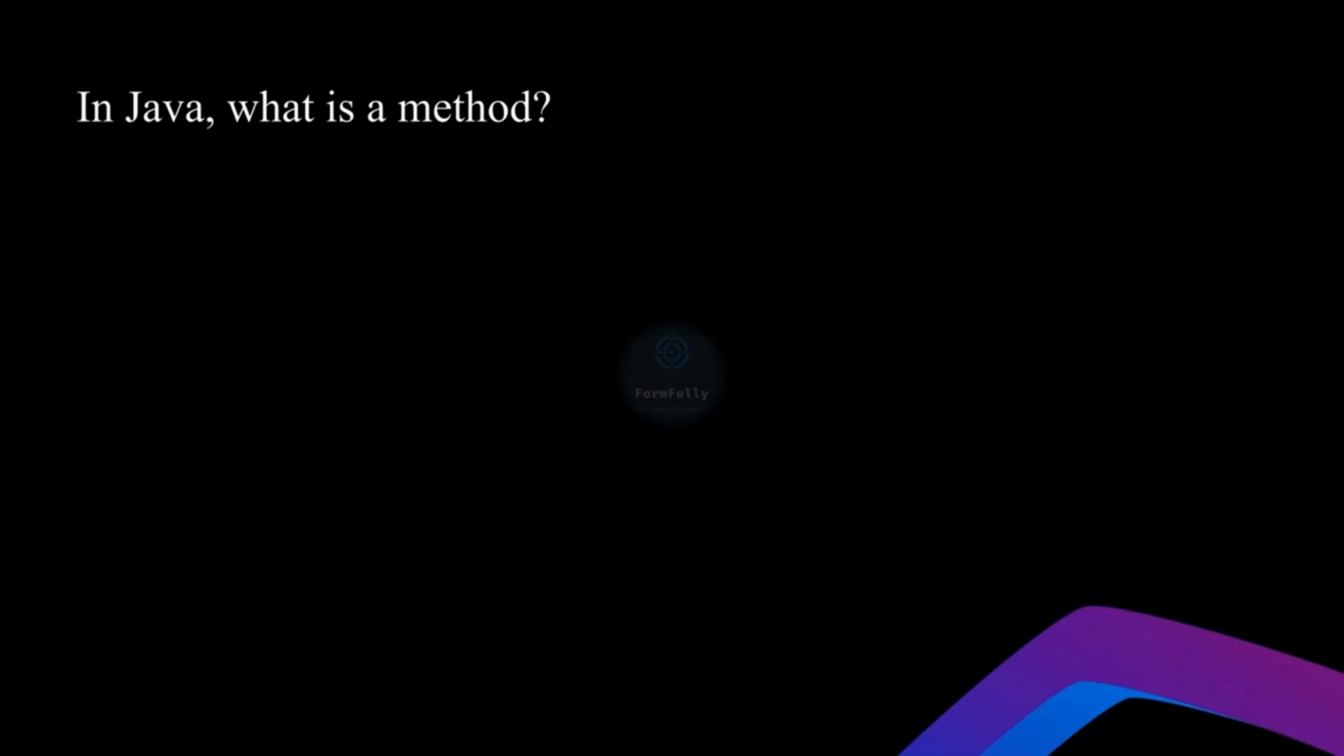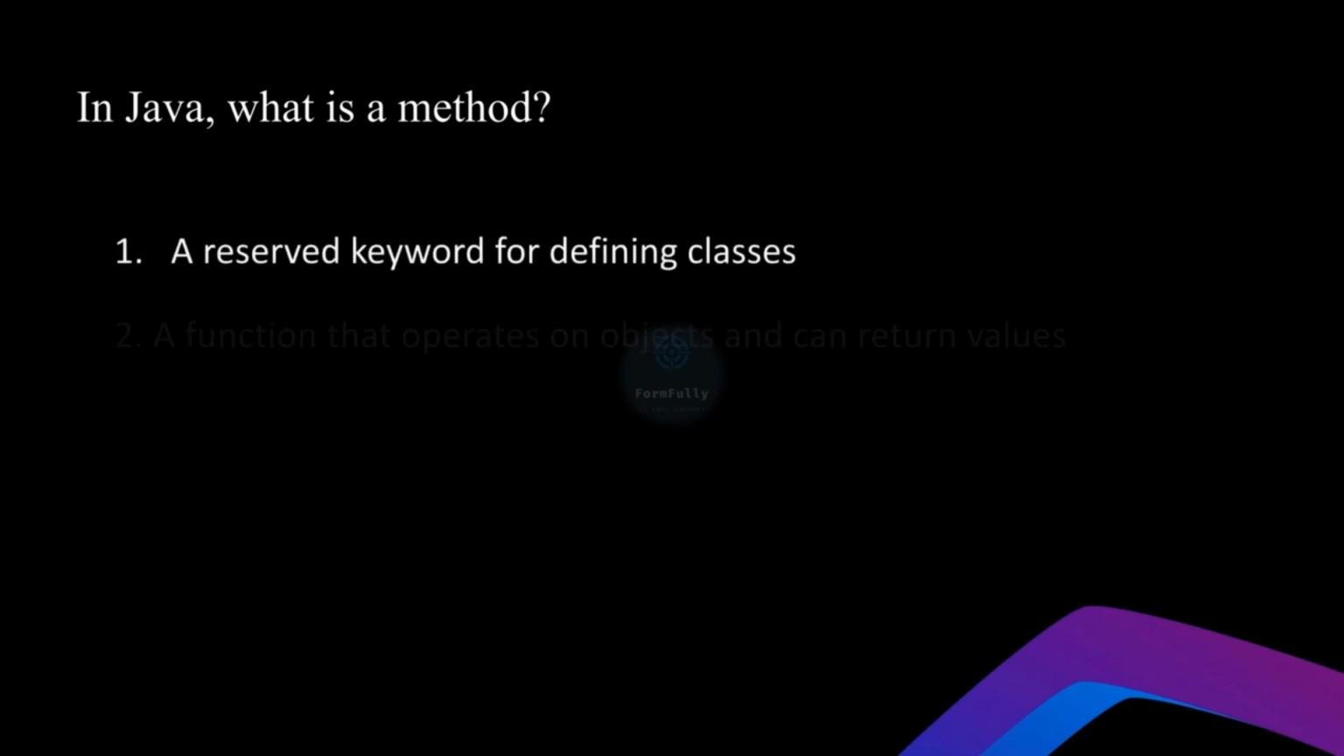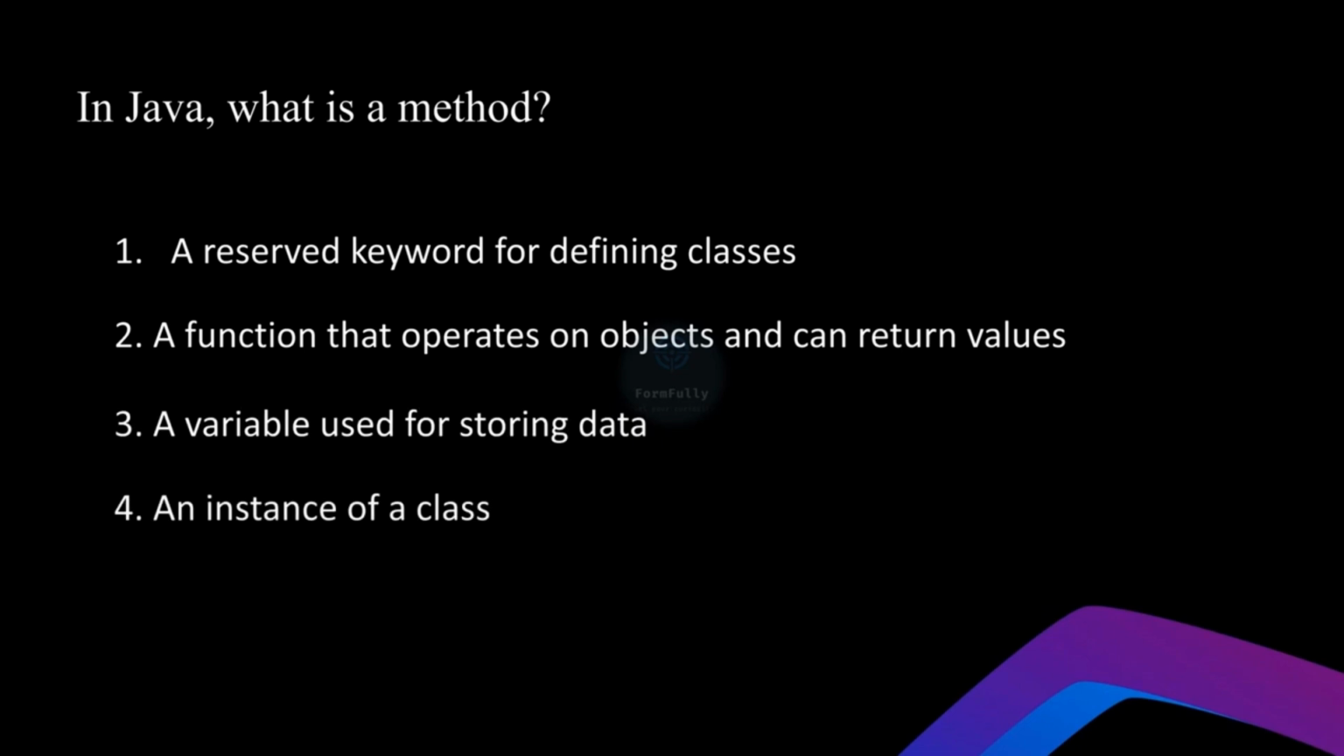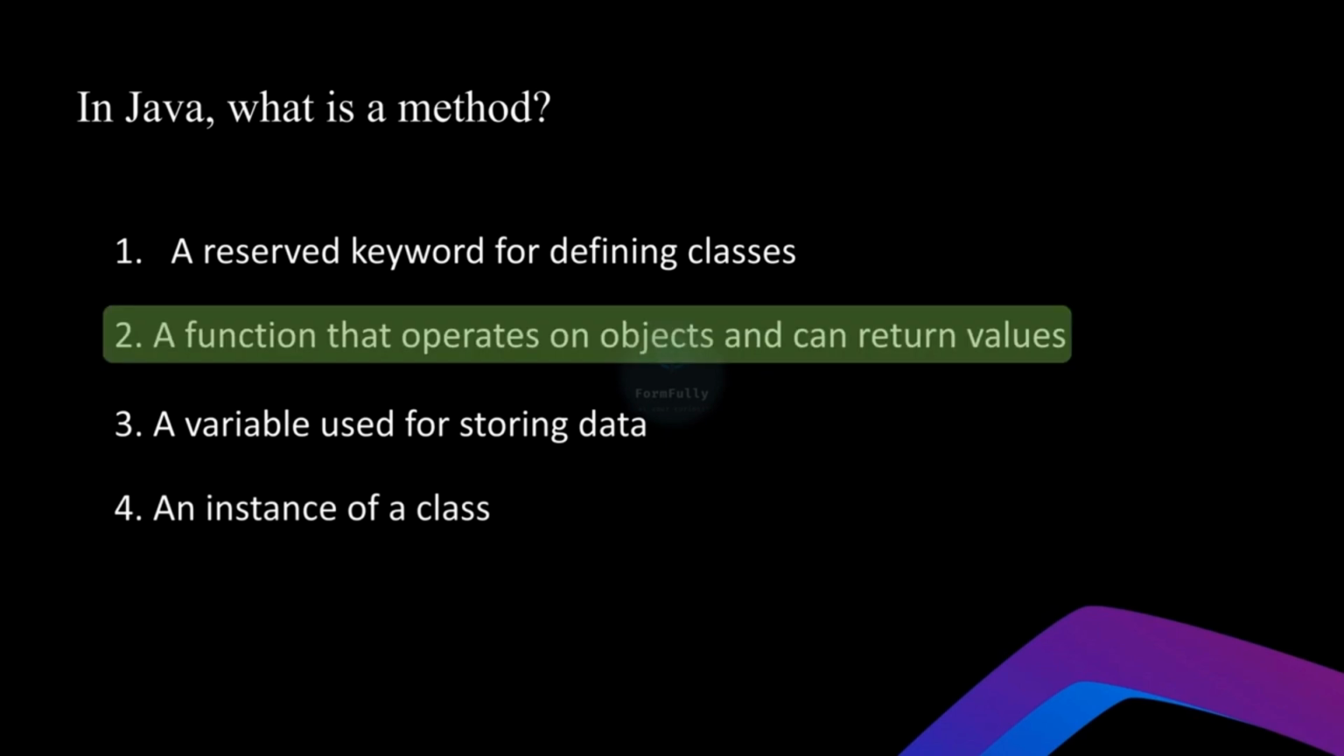Next question, what is a method? A reserved keyword for defining classes, a function that operates on object and can return values, a variable used for storing data, an instance of a class. A method in Java is a function defined within a class that operates on object, that is instance method, and can return a value. A reserved keyword for defining classes, this describes the class keyword.